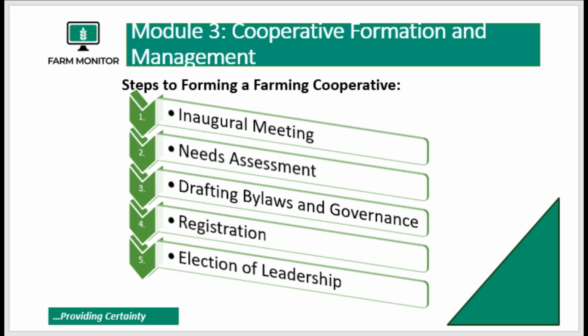Election of leadership. Members must elect a board of directors or a leadership team responsible for managing the cooperative's operations. Leadership is critical for decision making and representing the interest of all members. So these are the steps to forming a farming cooperative.